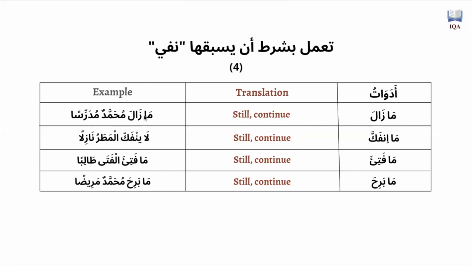So you'll say, for example, ma zala Muhammadun mudarrisan. Muhammad is still a teacher. Ma infakka, same thing. You can use these in the mudari' also. So I can say la yanfakku al-matru nazilan. The rain is still coming down, nazilan, still coming down in the present tense. Because all these verbs, you can use them from the past tense to the present tense.